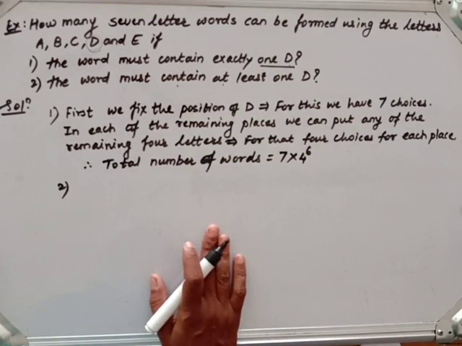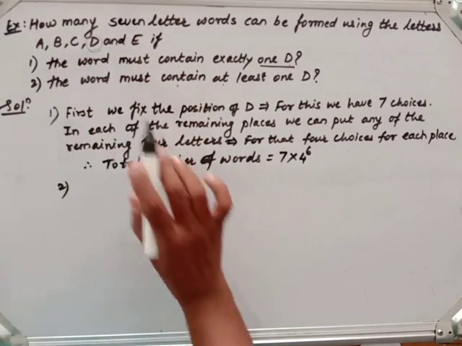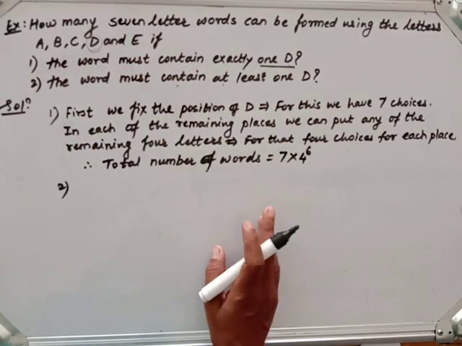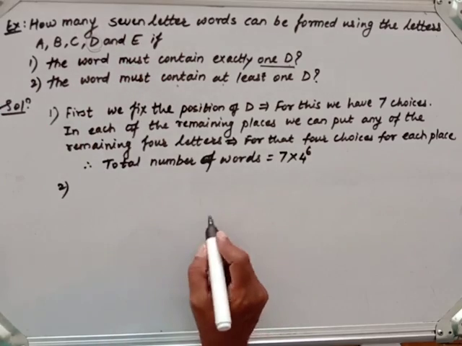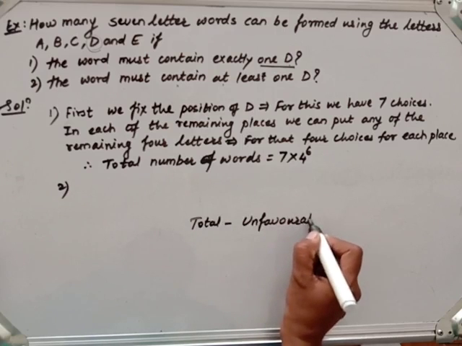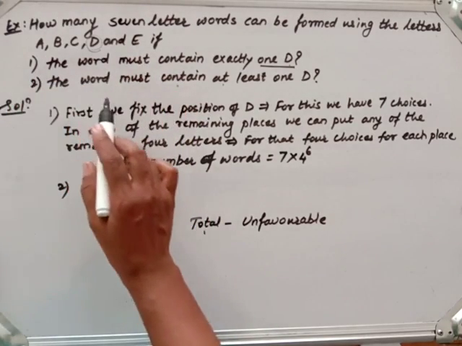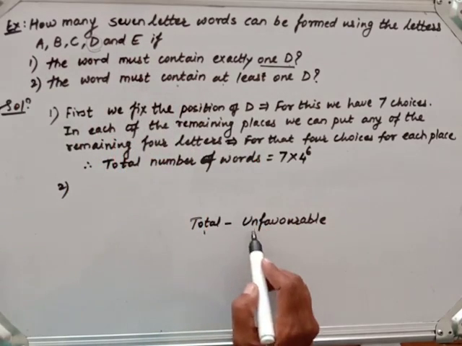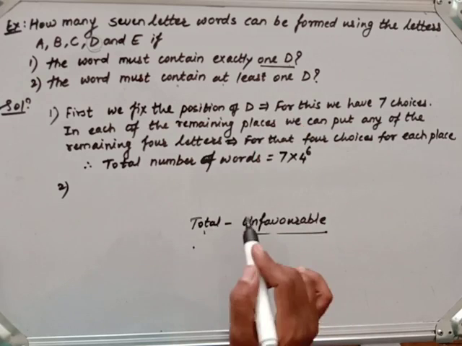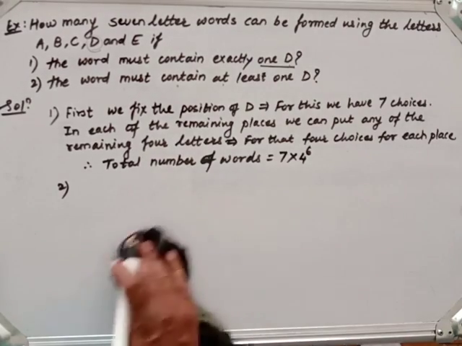Now here let us use our third rule. What does that say? Total minus unfavorable gives us the favorable. The total is the number of words formed using all these 5 letters, and unfavorable means the words which do not have the letter D. Then obviously the remaining are left: at least 1 D is there, at most 7 D's are there. These are left.